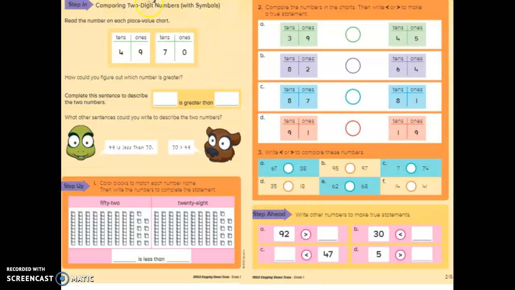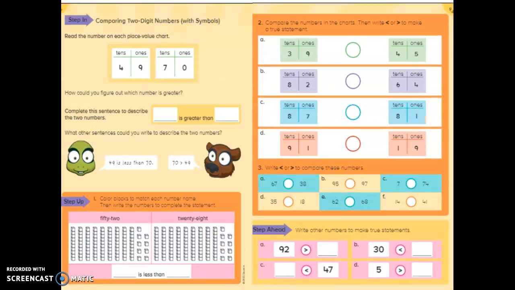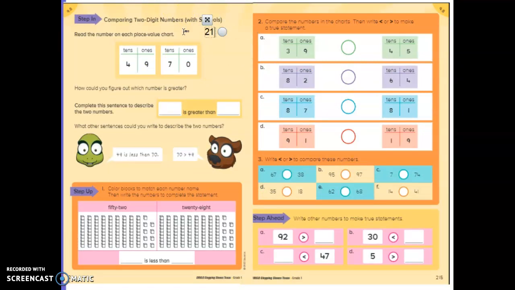Okay. Now it says comparing 2-digit numbers with symbols. We're on 9.8, page 214. It says read the number on the place value chart. Oh, my favorite, place value chart. So I have 4 10s and 9 1s, 7 10s and 0 1s. So 4 10s and 9 1s is 49. 7 10s and 0 1s is 70. So I'm comparing 49 and 70. It says complete the sentence to describe the two numbers.